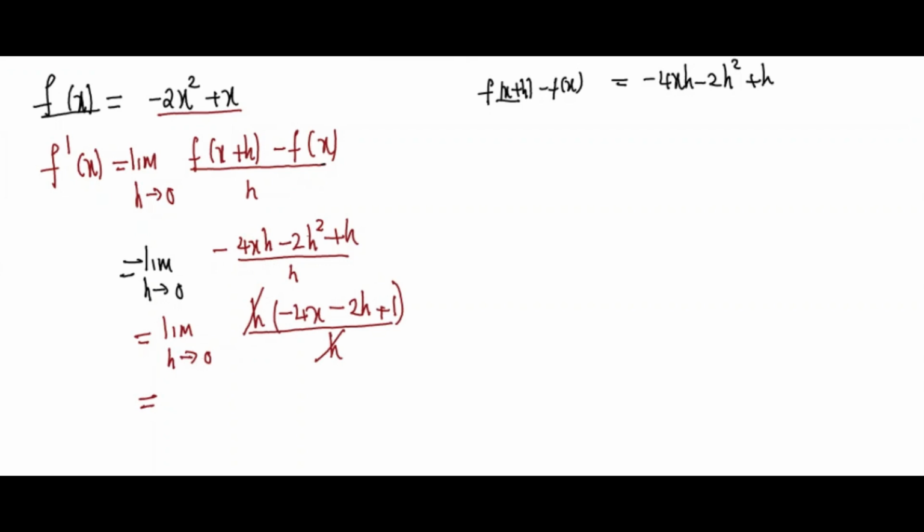When we see h here, we're going to substitute 0. So we're going to have minus 4x minus 2 times 0 plus 1. Minus 2 times 0 is 0, so we're going to add 1 here. So this one is our first derivative for this function in first principle.